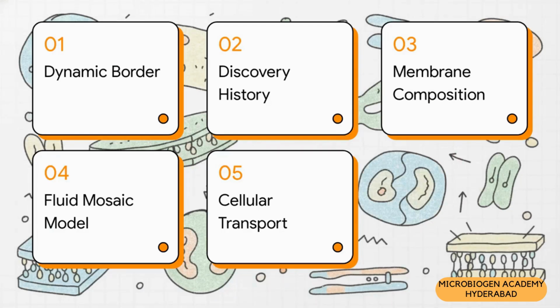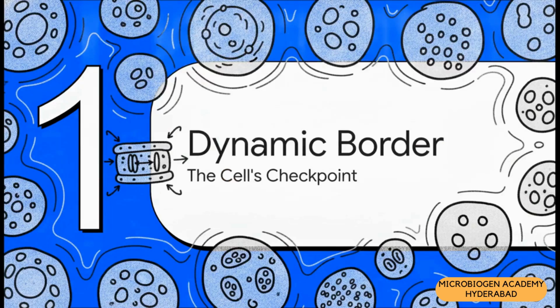So here's our game plan for today. We'll start with the cell's dynamic border, then dive into the history of membrane discovery, break down the composition of the membrane, explore the fluid mosaic model, and wrap it all up with functions and cellular transport. All right, let's jump right into part 1, the cell's dynamic border.